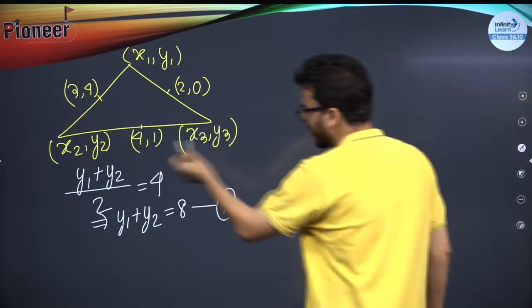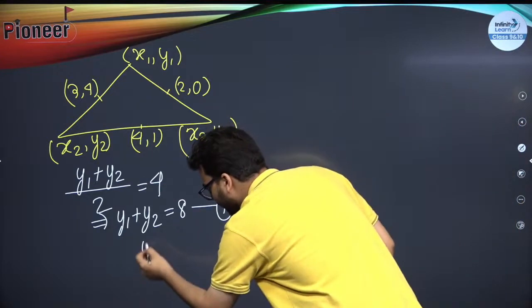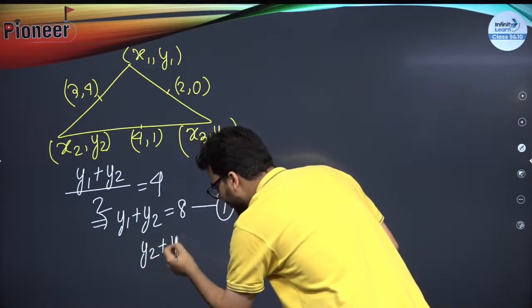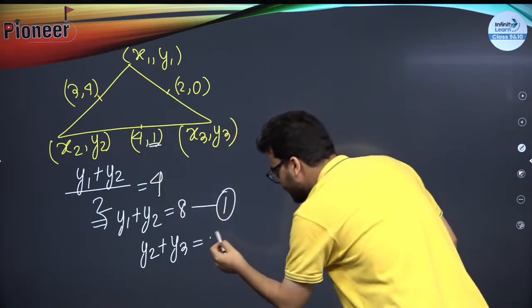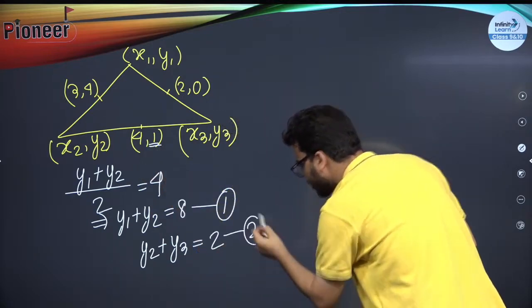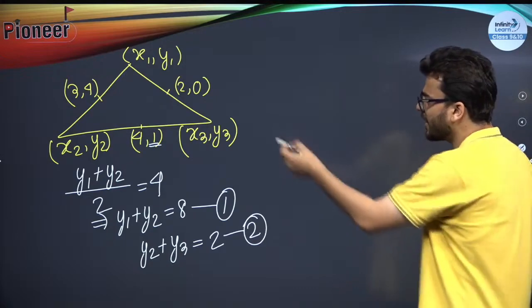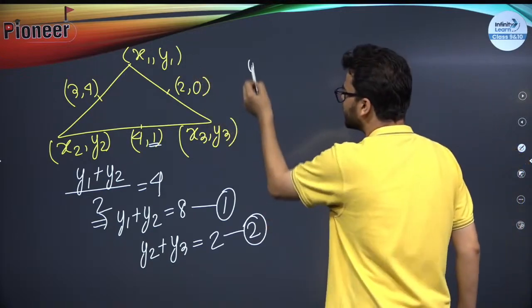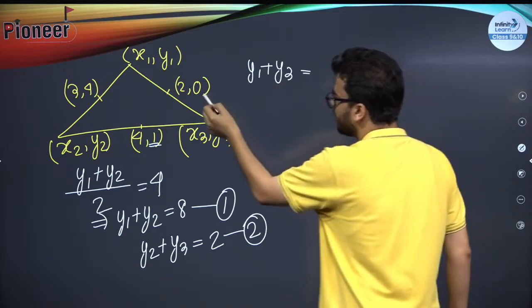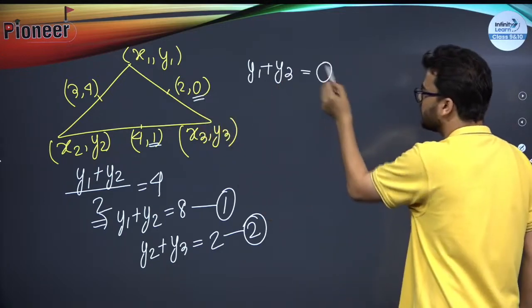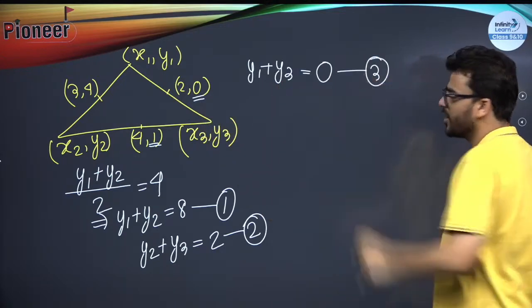In the same manner, can I write y2 plus y3 over here? So y2 plus y3 will be 2 times of this 1, so that is 2. So this is the second equation over here. In the same manner, can I get y1 plus y3, guys? So y1 plus y3 using the midpoint formula will be 2 times of 0, so that is 0 only. So this is the third equation over here.